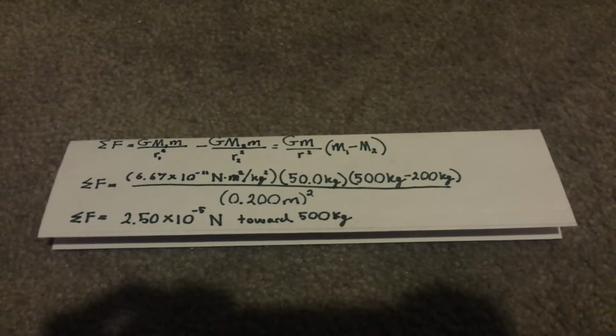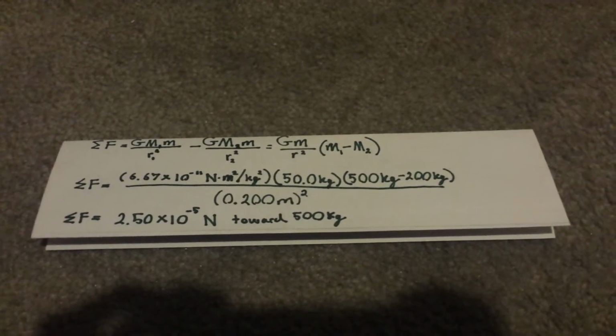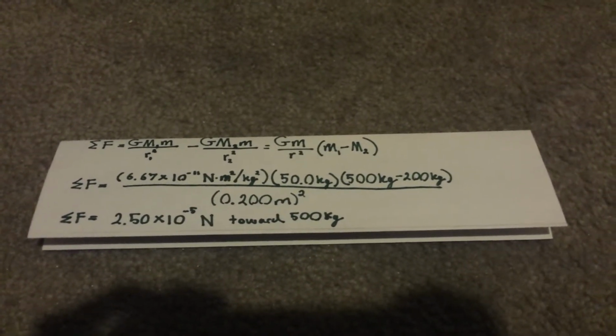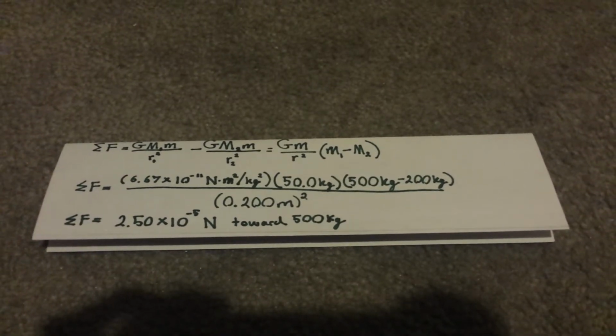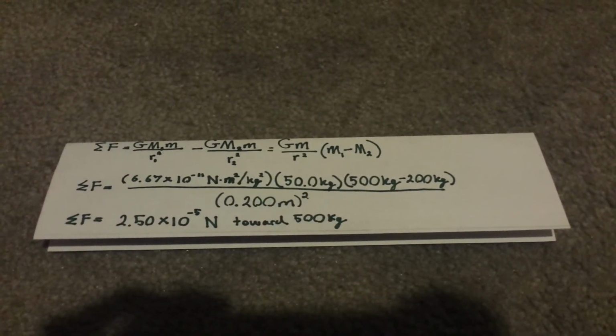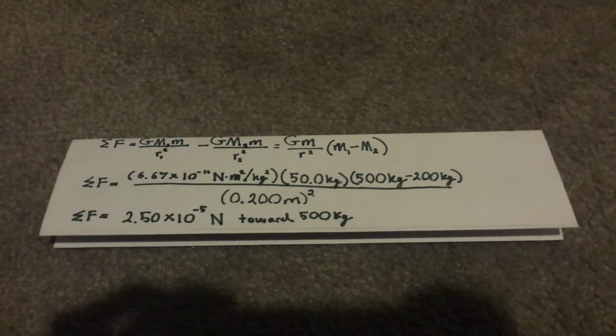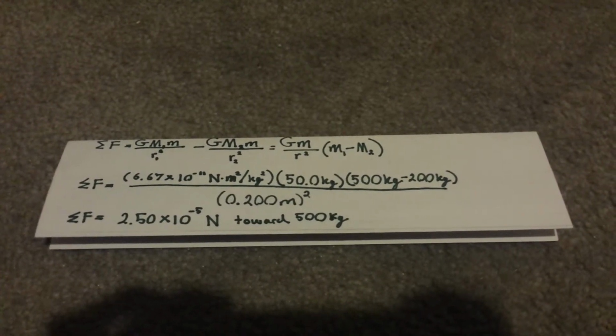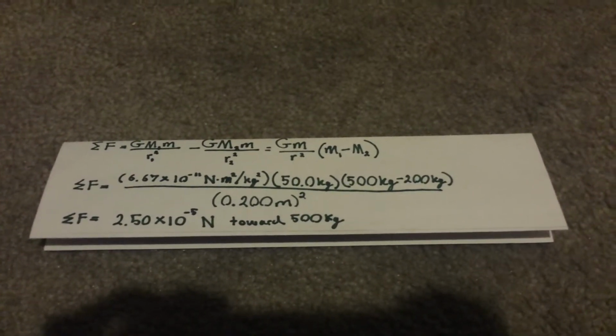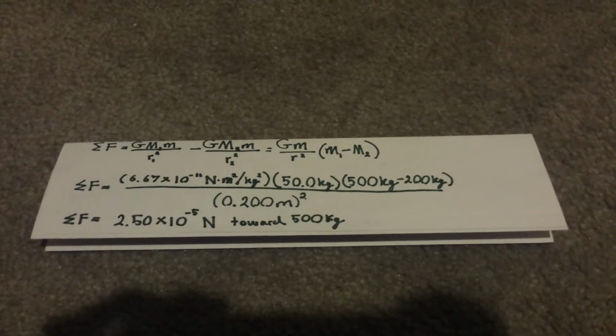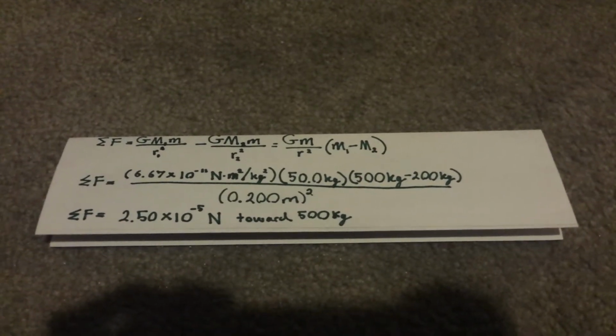You can simplify that to the gravitational constant multiplied by the 50 kilogram object, as it is the same in both equations, over the radius squared, as the radius is also the same, multiplied by the difference of mass 1 and mass 2.